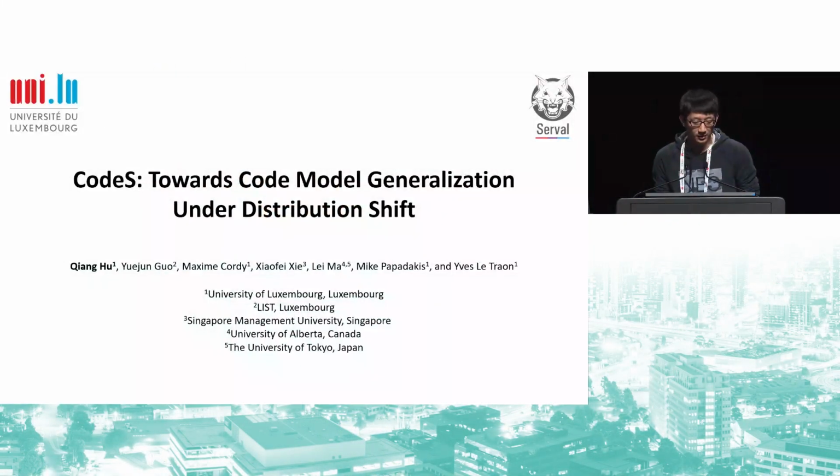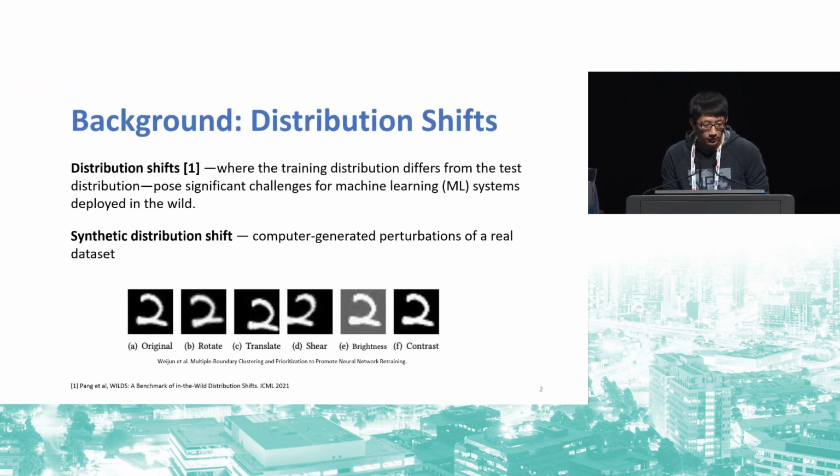Hello, I'm Hu Qiang, a PhD student from University of Luxembourg. Today I present our new idea paper, CodeS: Towards Code Model Generalization Under Distribution Shift. First, I will briefly introduce some background of what is distribution shift.